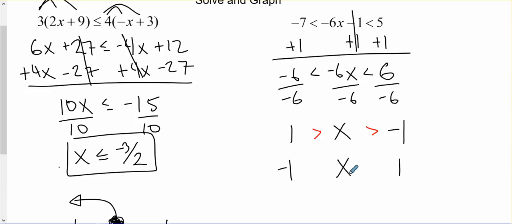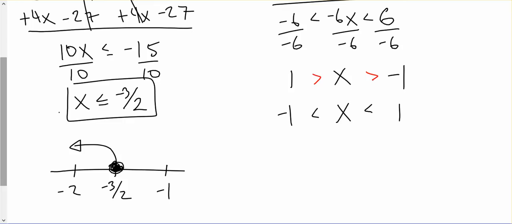My x is still in the middle, and now we look between the x and the negative 1. We were open to the x, so I'm going to stay open to the x. Between the x and the 1, we were open to the 1, so I'm going to stay open to the 1. And so now if we were to read this, we'd say that we were all real numbers greater than negative 1 and less than positive 1.